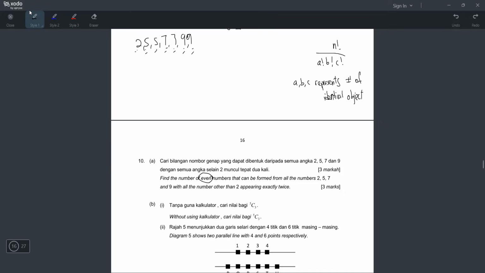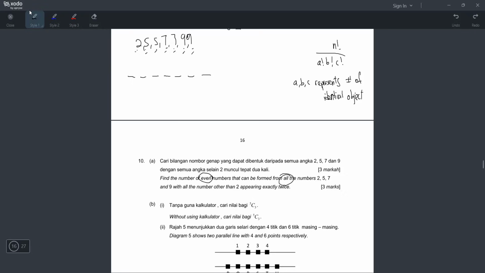But before that, they did mention even number. Did they mention how many they want to choose? They never mention, right? So they just say find the number of even numbers that can be formed from all the numbers. So I assume you arrange all, not just 4. So it'll be 1, 2, 3, 4, 5, 6, 7. If no condition, I will do 7 factorial divided by 2 factorial, 2 factorial, 2 factorial, because there are identical objects. But they did say even number.